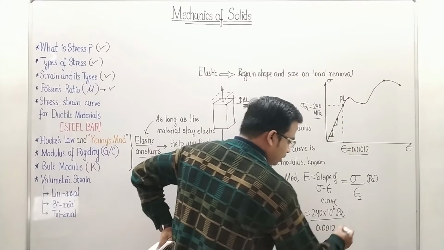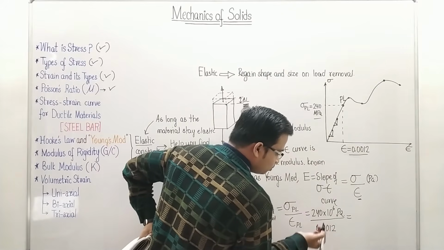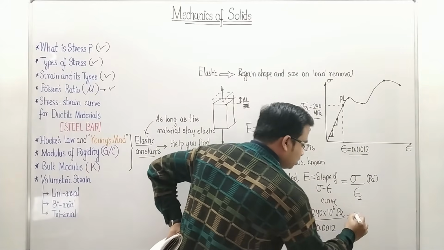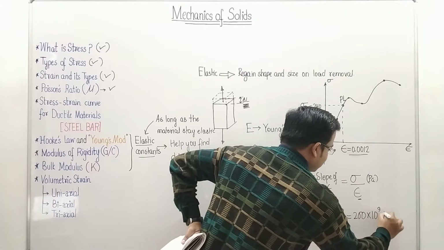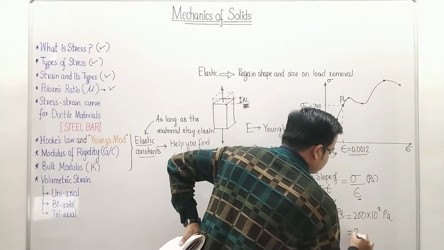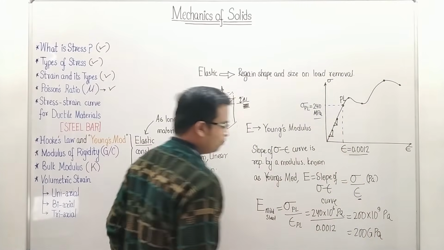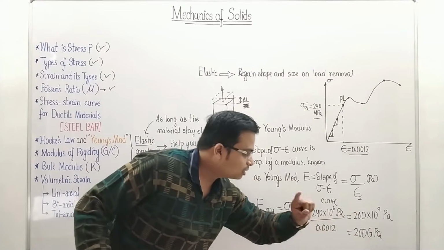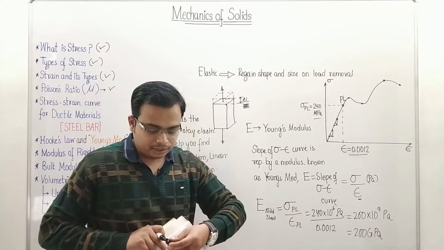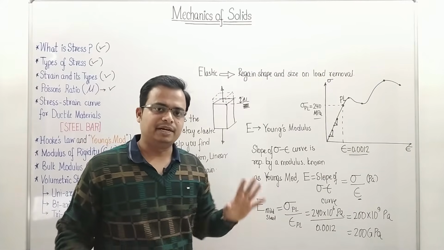When you do this division, there is going to be 240 into 10 raised to, 12 times 2 is 24. This is precisely going to work out as 200 into 10 raised to 9 pascals, or you can also write it as 200 gigapascals. Therefore, the Young's modulus in case of steel will work out as 200 gigapascal, and this is something which you will encounter amongst all the problems where steel is the material.